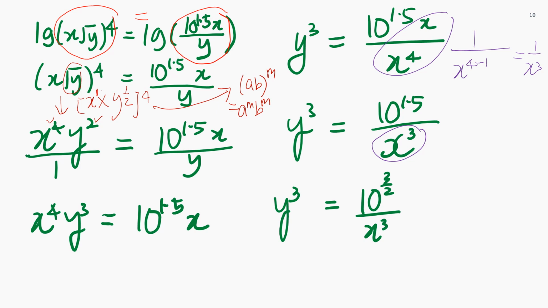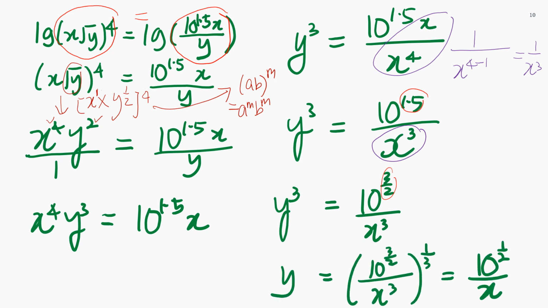Right, so to cube root it, I think it's advisable to rewrite 1.5 as 3 over 2. So let me see why. Let me explain to you why. Okay, cube root means to the power of 1/3. Cube root x means x to the power of 1/3.